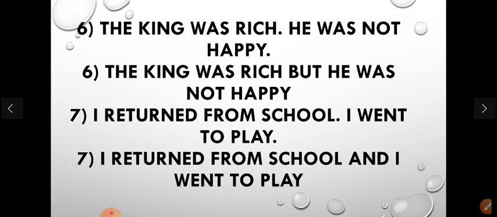Now the seventh one, I returned from school, I went to play. So here it is describing similar things, that I returned from school and I went to play. Here the conjunction and is used. I returned from school and I went to play. I'm repeating the sixth one again. The king was rich, but he was not happy. And the seventh one is I returned from school and I went to play.